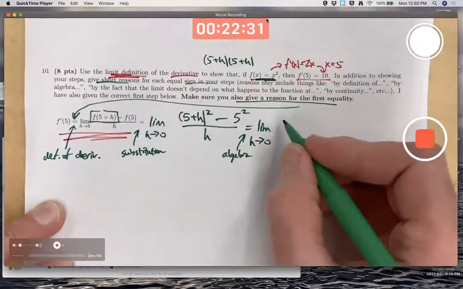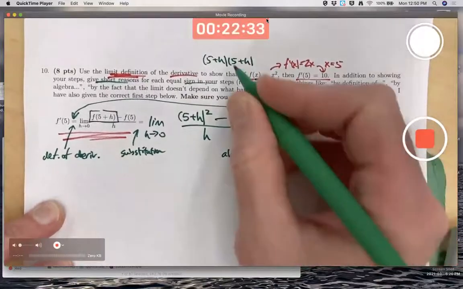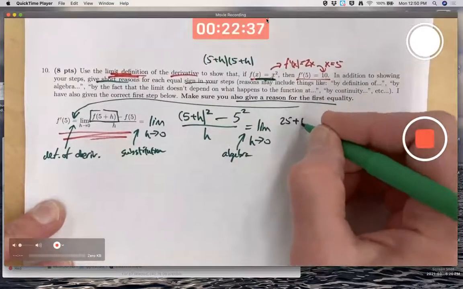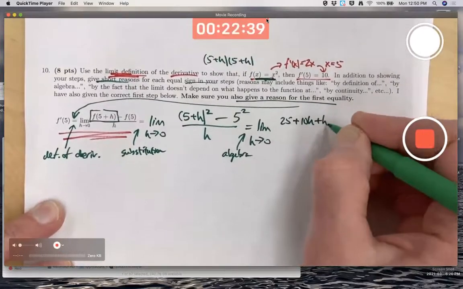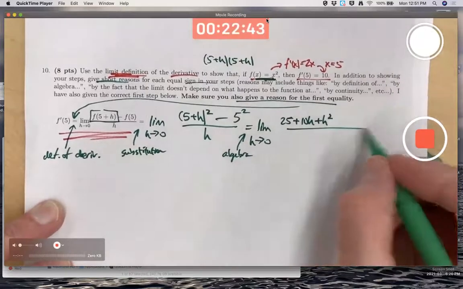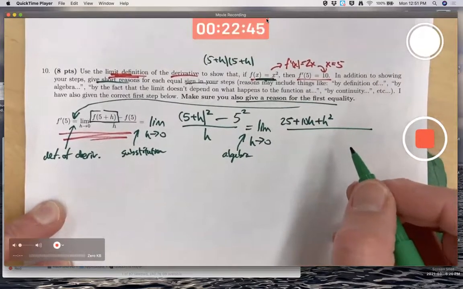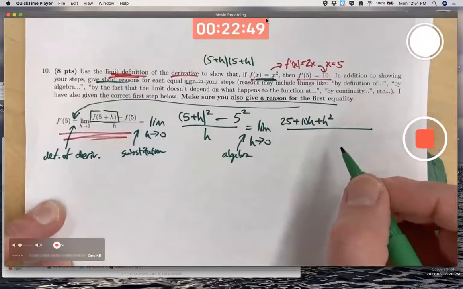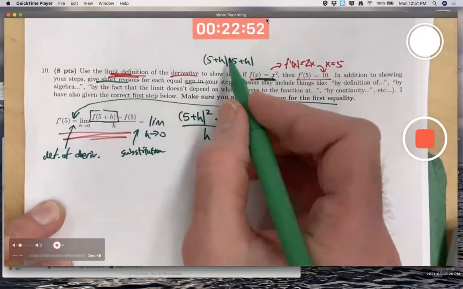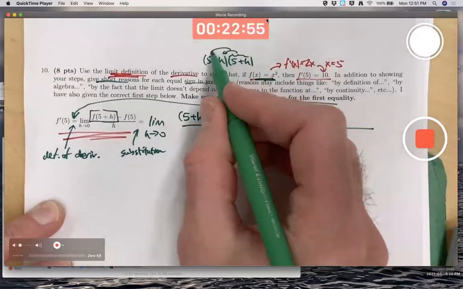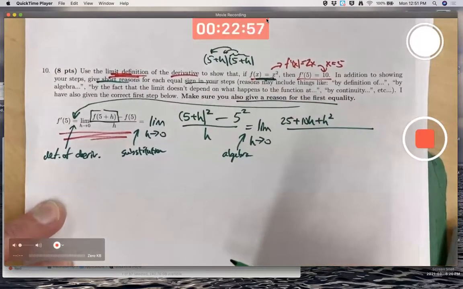First times first is 25. Outside times outside is 5h. Inside times inside is 5h. So I get 10h plus h squared. Many people make the mistake of not putting a 10h in there. But that is absolutely essential. You'll get the wrong answer if you don't. The reason the FOIL method works, if you want to know, is because of the distributive property applied a few different times. You could work it out if you're really interested.